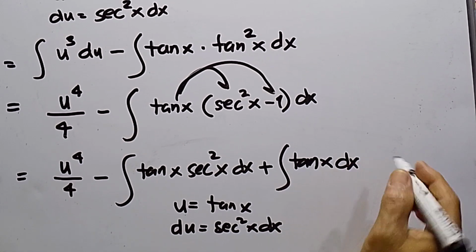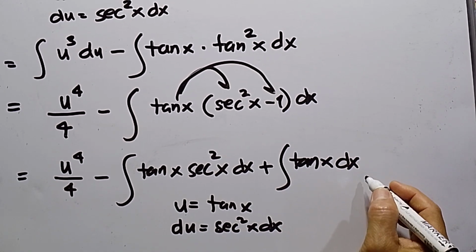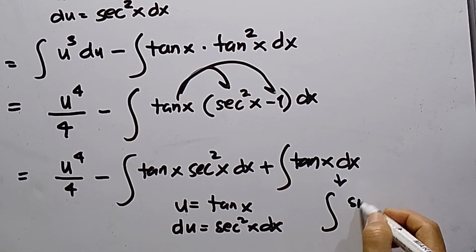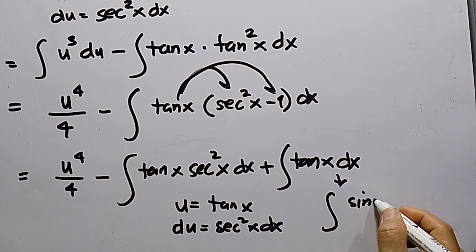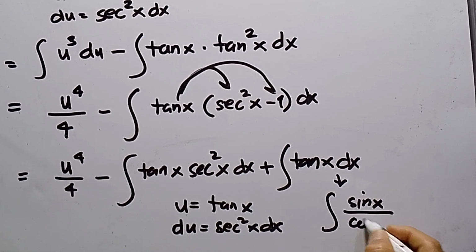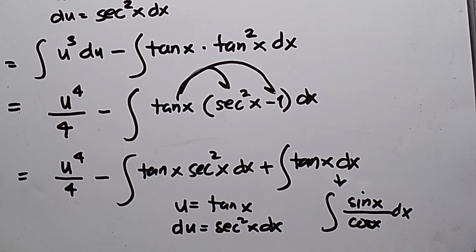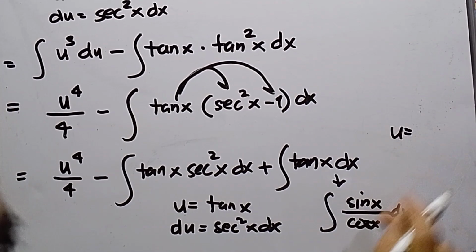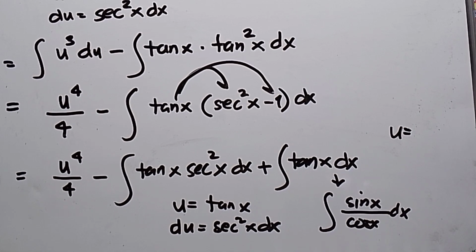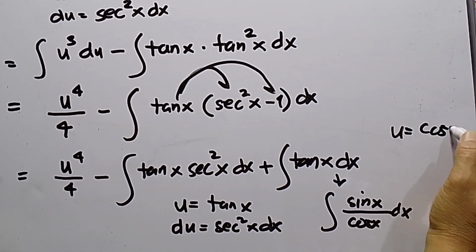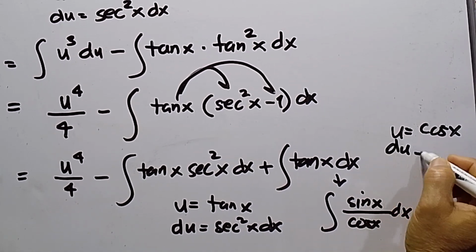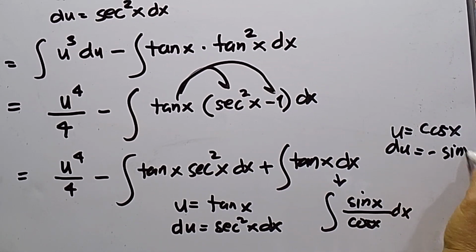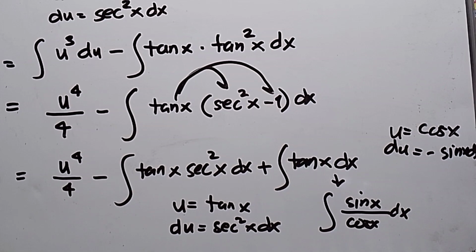In here, we know that tangent is sine over cosine. So this will be integral of sine x over cosine x dx. Since our u will be cosine x, du will be negative sine x dx.